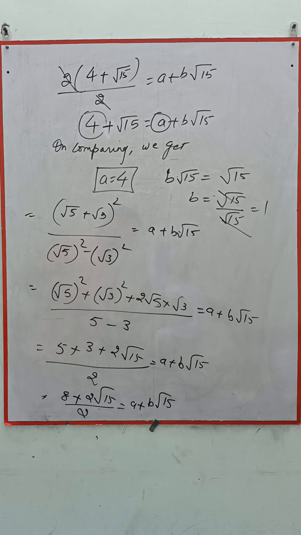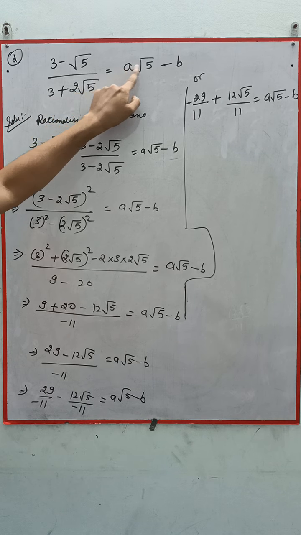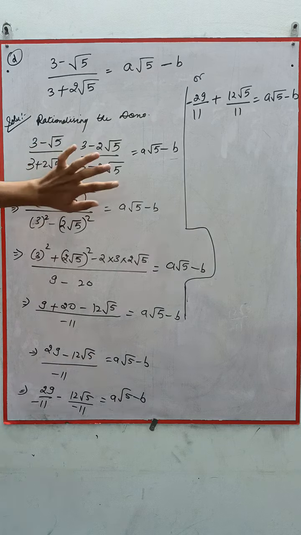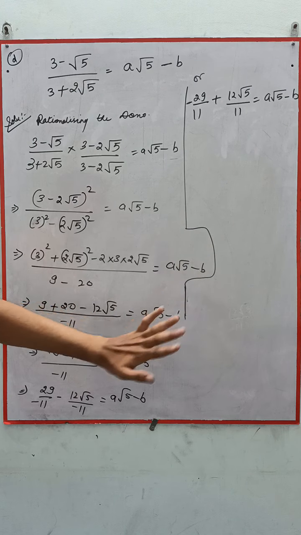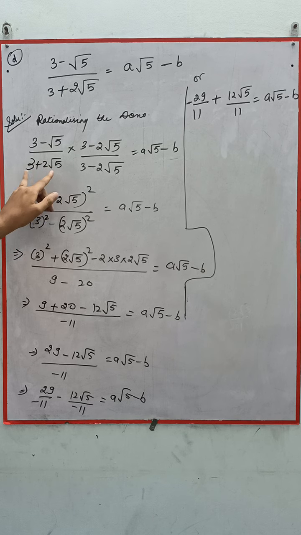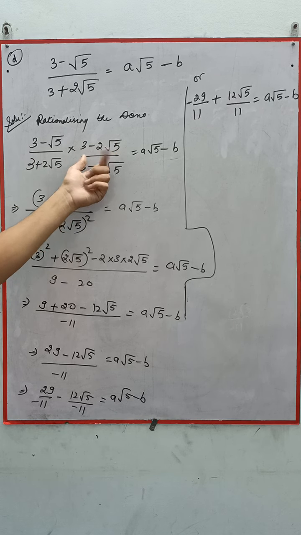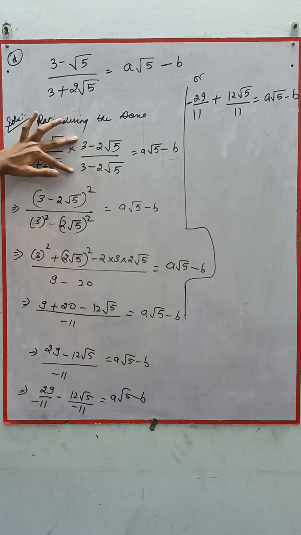Okay, so let's see. Now the D1 question is (3 minus root 5) upon (3 plus 2 root 5) equal to a root 5 minus b. Again the same procedure we have to follow. First, rationalizing the denominator. In the denominator we have 3 plus 2 root 5. So the rationalizing factor will be 3 minus 2 root 5. So we did that here.